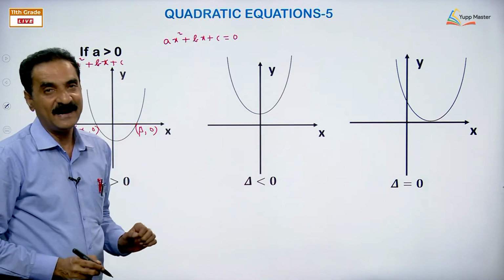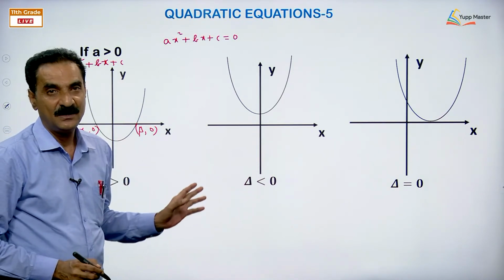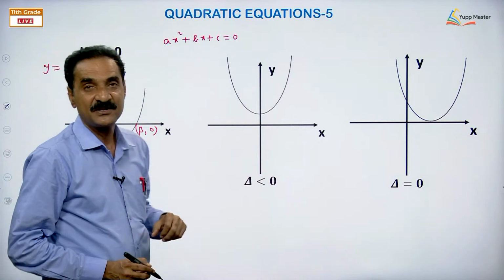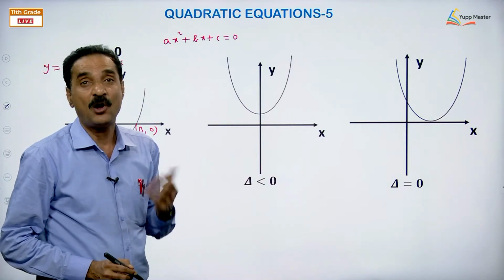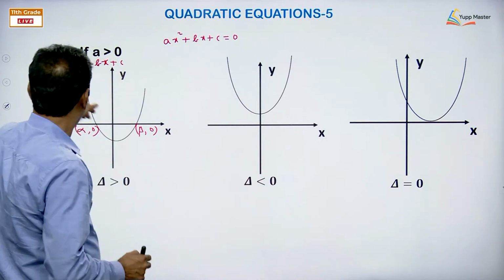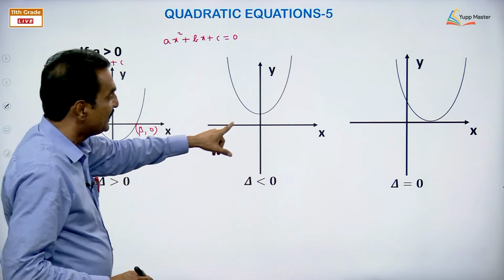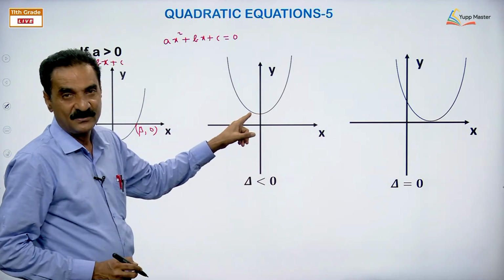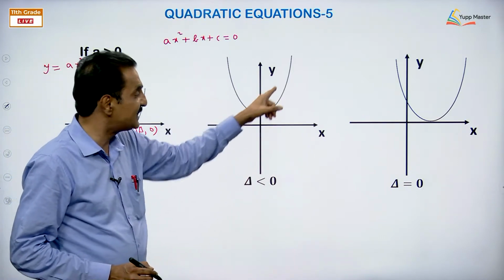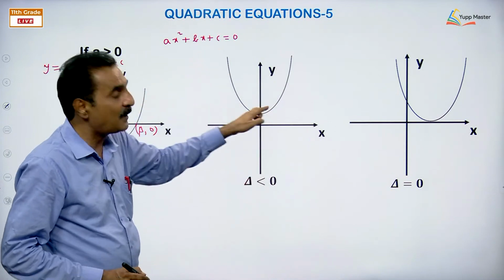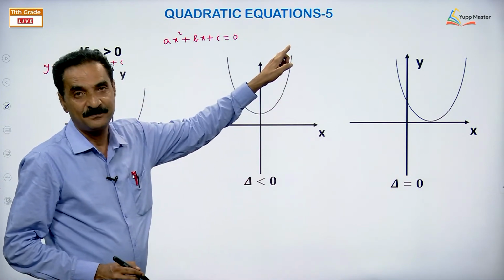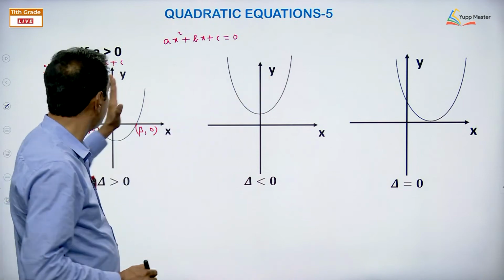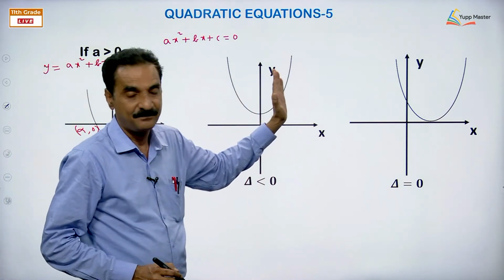Now let us take another situation. Delta is negative, discriminant is negative. Then the roots of this quadratic equation are imaginary, non-real. Then putting y is equal to 0, you are not getting any real values. That means the graph does not intersect the x-axis. The graph will be completely above the x-axis. But still axis will be parallel to y-axis.